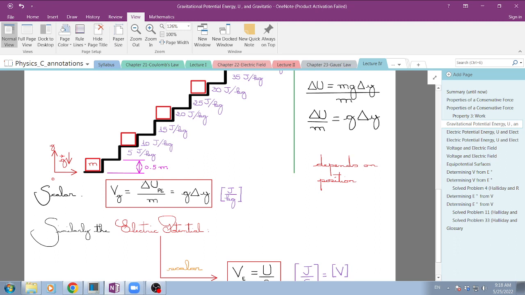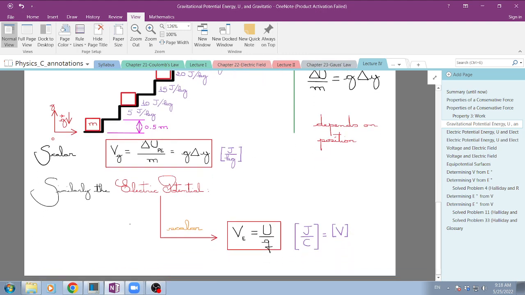And you know that the work is related to the variation in the potential energy. And you know now that the potential energy is related to the potential. So you just have to relate them, and you have a very easy way to calculate the energy, and then the electric field, and then the forces acting on the charges.